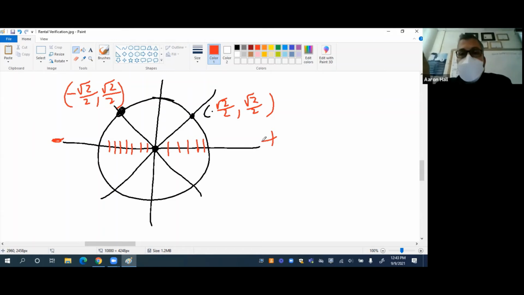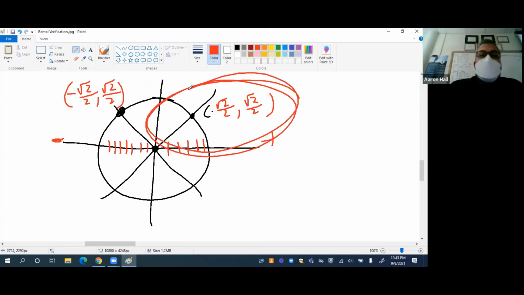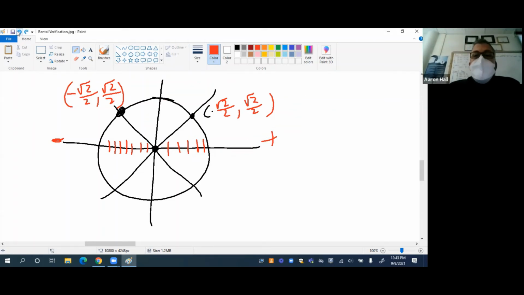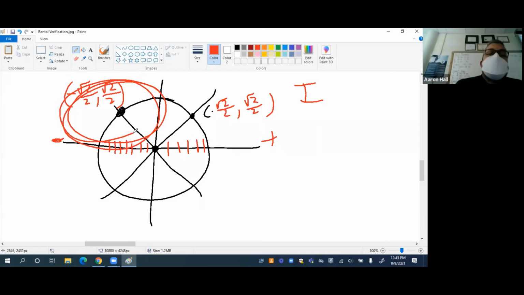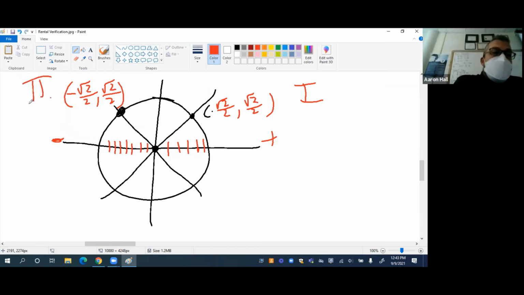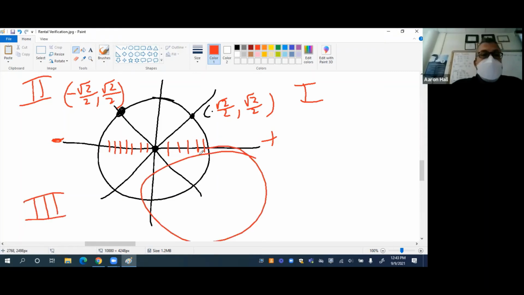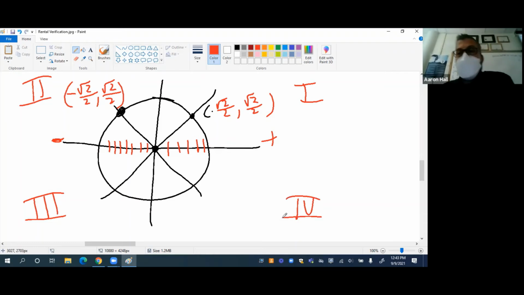How do you identify the quadrants? This here is quadrant what? 1. And then which direction do you go when you count to 2, 3 and 4? Counterclockwise. This quadrant is what? Second. That's our second quadrant. What quadrant is this? Third. Our third quadrant. What quadrant is this? Fourth. Our fourth quadrant. Where's the fifth quadrant? Nowhere. Yeah, this is two-dimensional.